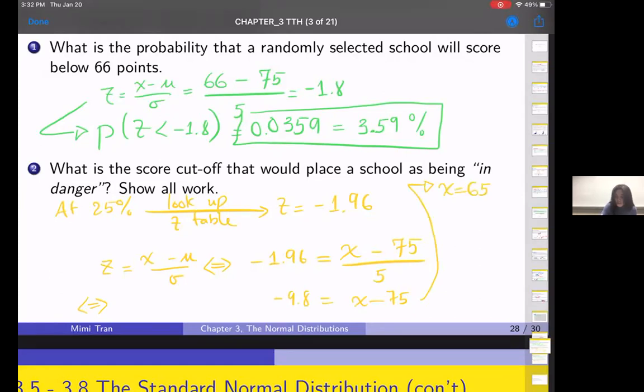What is the unit? 65 what? What's the unit?